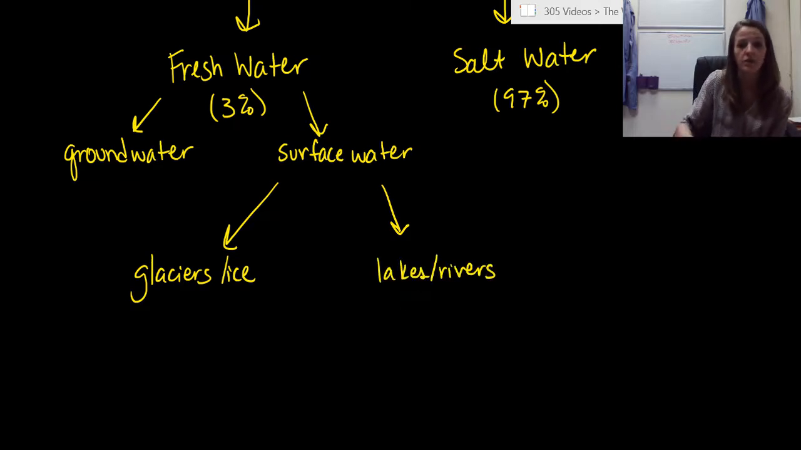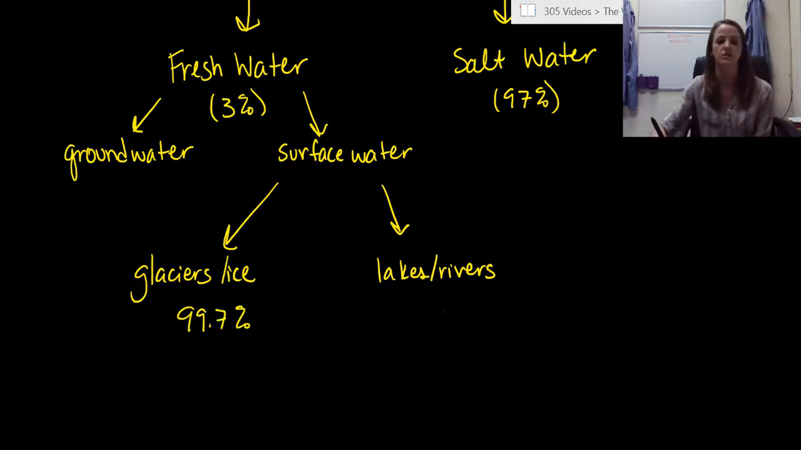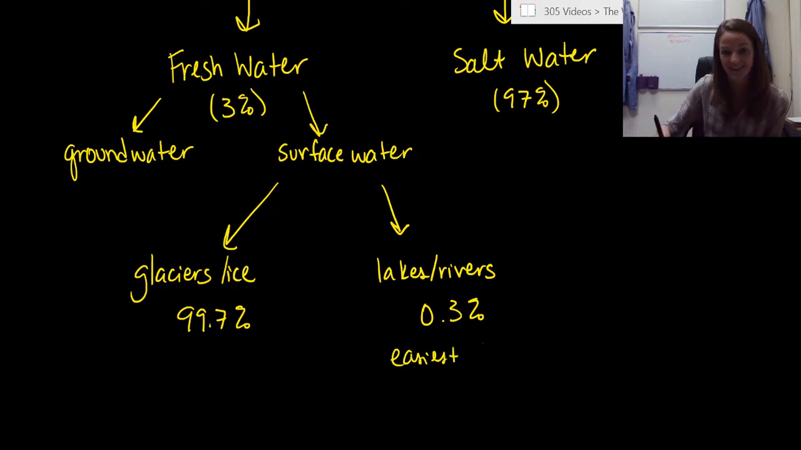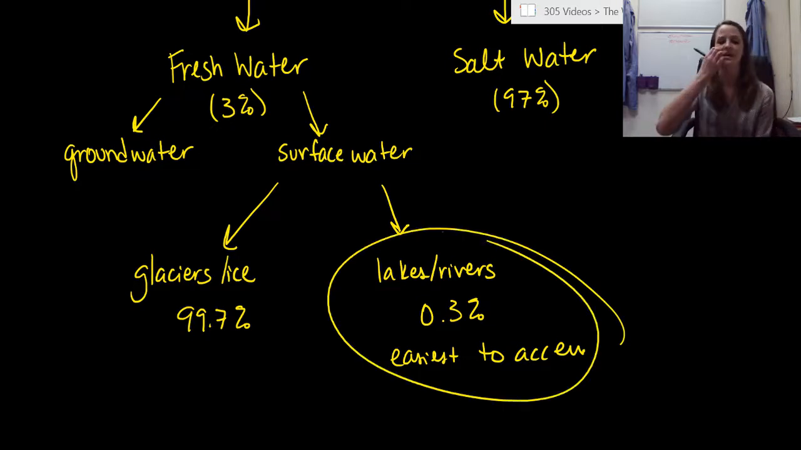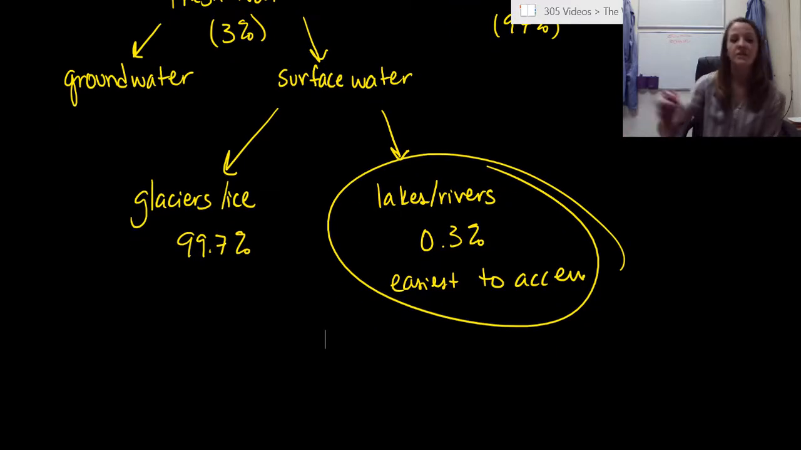If we break this all down, the surface water that's stored in glaciers and ice is about 99.7% of our surface water. So realistically, only 0.3% of our water exists in the lakes and rivers, which is the easiest to access. Which is not good news for human beings, because this is our potable water. That's the water we can just drink naturally. 0.3% of all the water that we have on this planet is the easiest for us to access, and it's the best for us to drink, which is not good news. That's not good news.